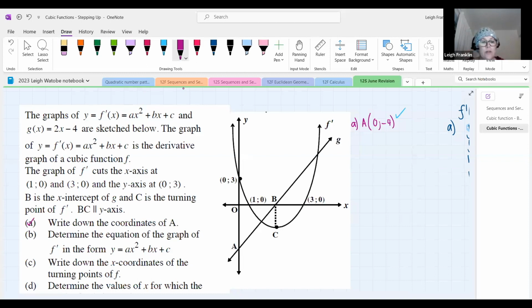Now let's look at question B. Determine the equation of the graph of f prime in the form y equals ax squared plus bx plus c. I'm going to let you guys do that by yourselves, and if you've got an answer, you're welcome to share that. So you guys are doing question B on your own, and you're going to tell me what you've got as an answer.